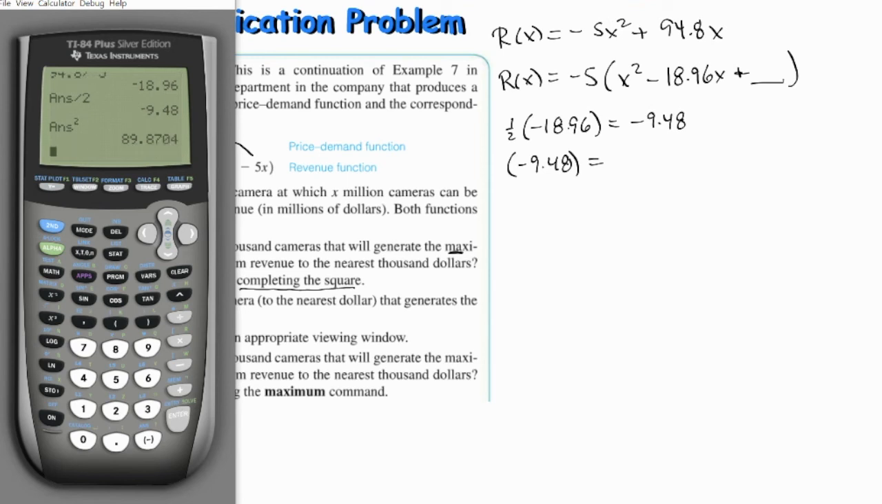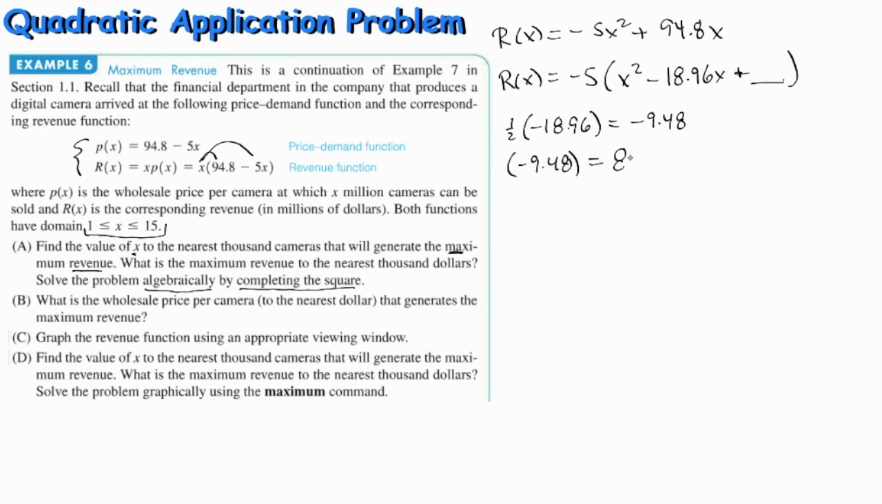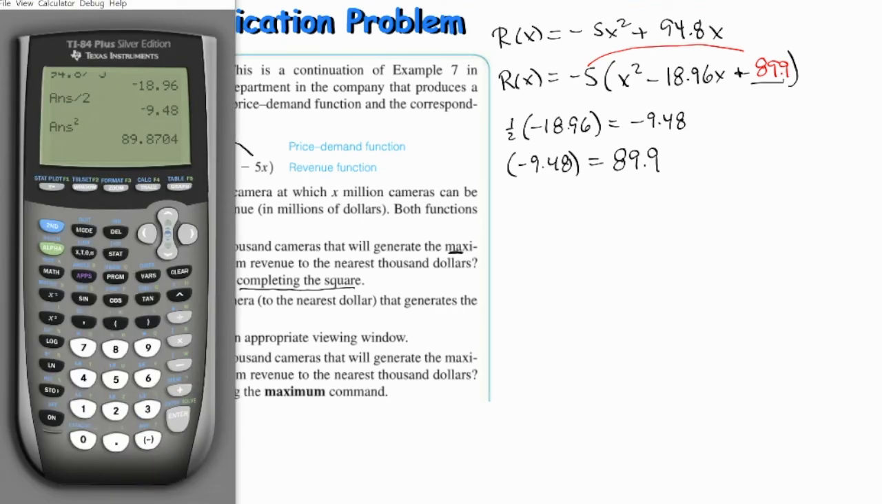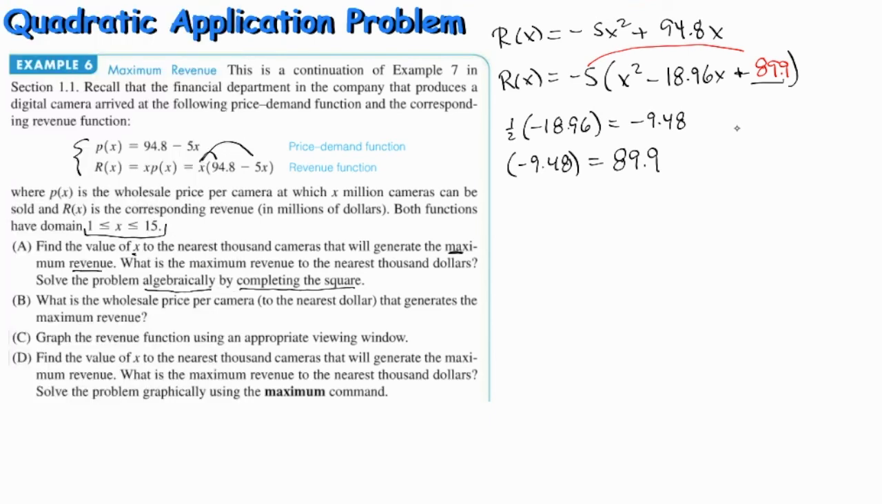And that gives us 89.9. So the value that completes the square is 89.9, but that's really being multiplied by negative 5. 89.9 times negative 5 is negative 449.5. And we need to balance that by adding a positive 449.5. Now we can write our R of x in vertex form.